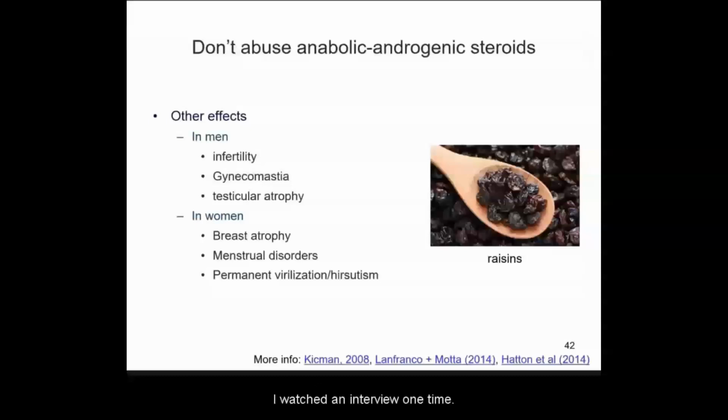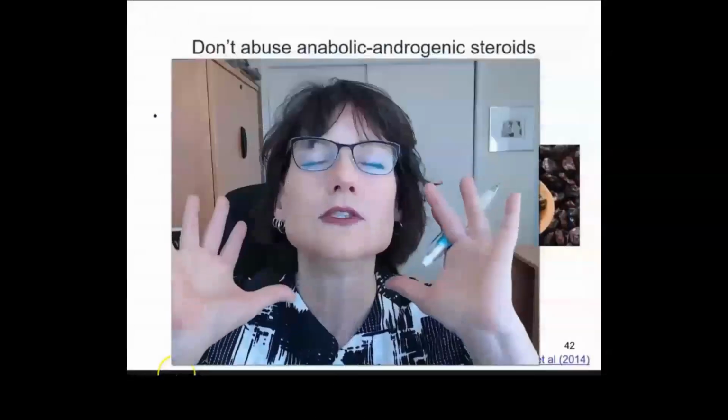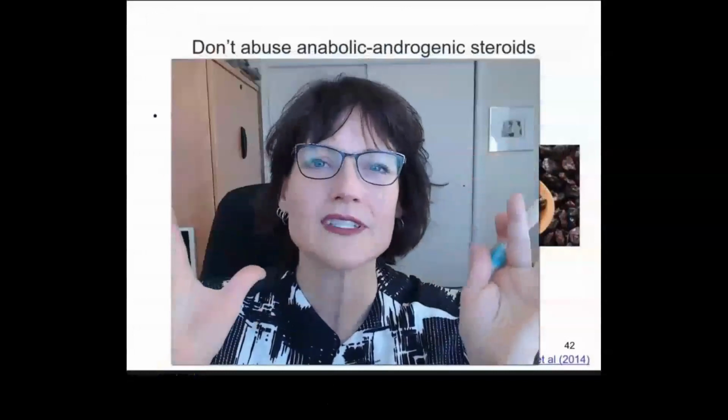I watched an interview one time with a woman, back when there was East and West Germany, and she was competing in the Olympics for East Germany. She and her teammates were encouraged strongly to take anabolic steroids to make them better performers. And when she was talking, you could hear that lowered voice. And again, it's permanent. Don't abuse steroids.